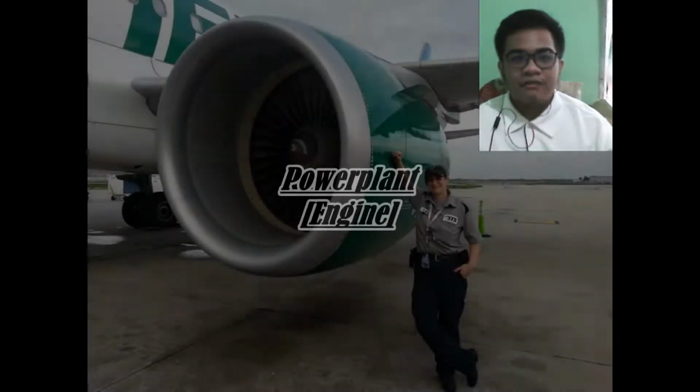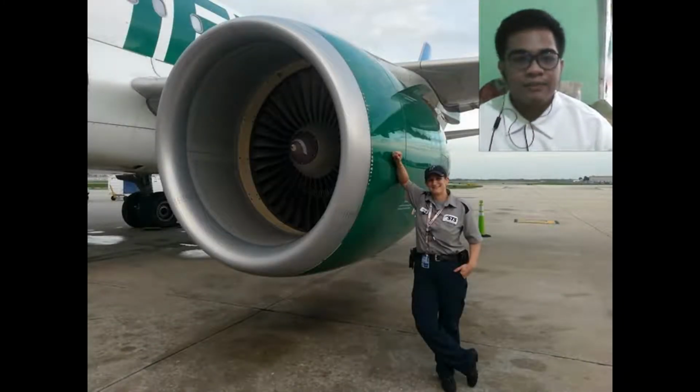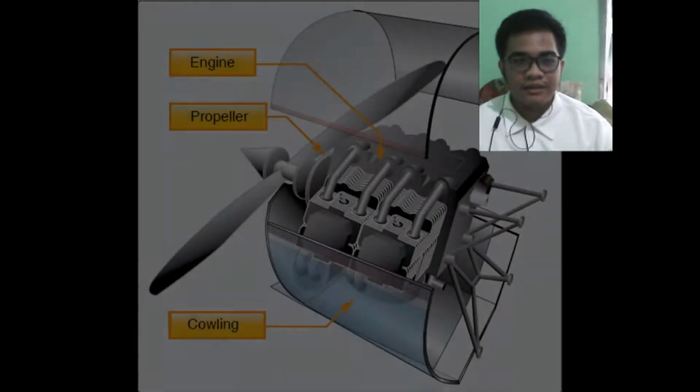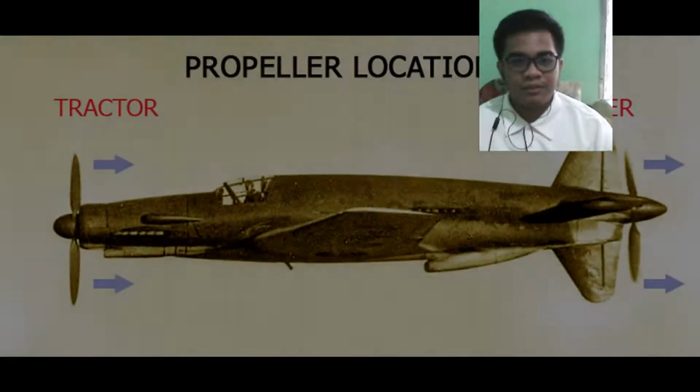Finally, the power plant, which provides power to the entire aircraft and the propeller. It is also responsible for the flow of fuel and oil of the aircraft. It consists of 3 parts, mainly the engine itself, the cowling nacelle, which streamlines the flow of air to cool off the engine, and the propeller, which generates thrust. The propeller can be mounted on the front as a tractor configuration or pusher configuration.